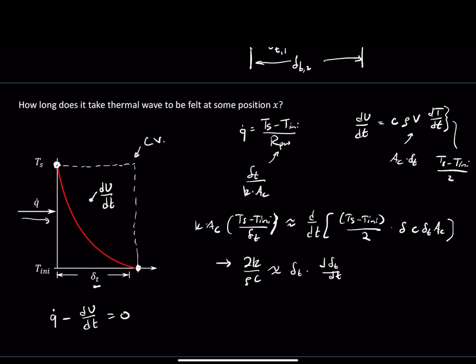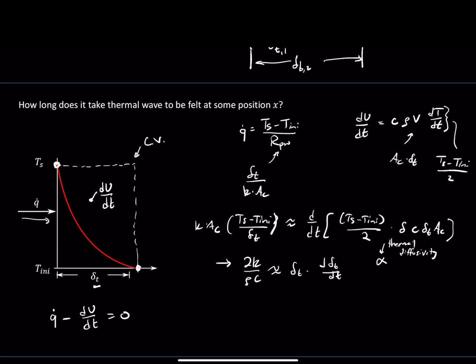So let's simplify this in one way, and let's introduce this idea of thermal diffusivity. Thermal diffusivity is called alpha.